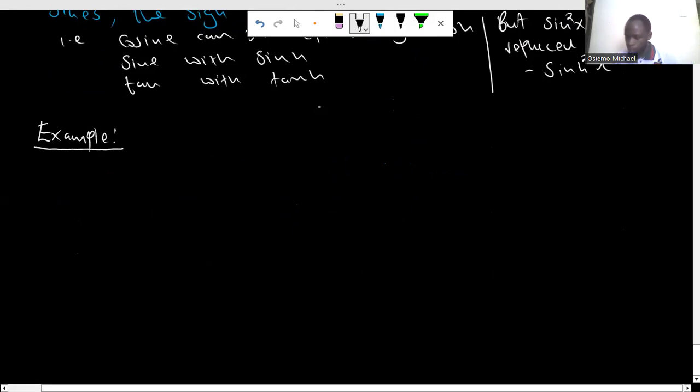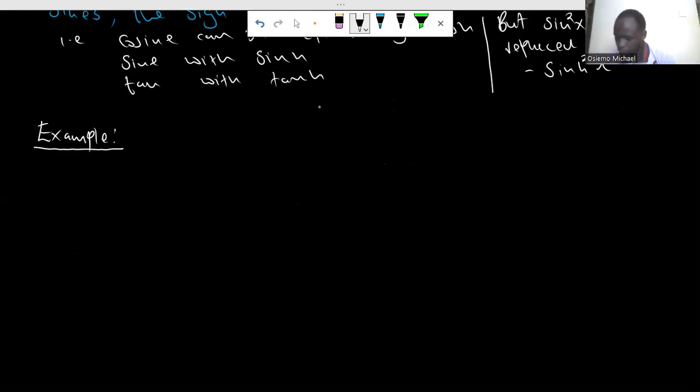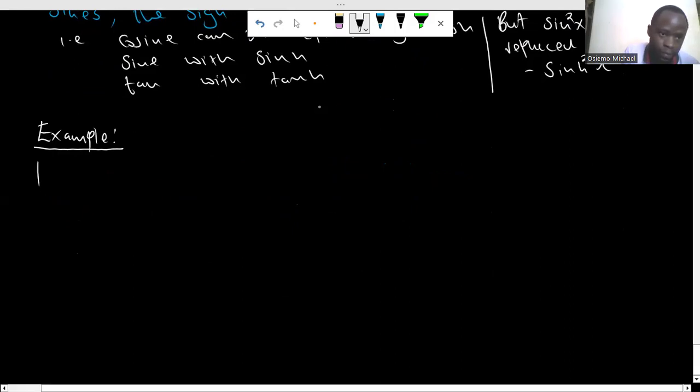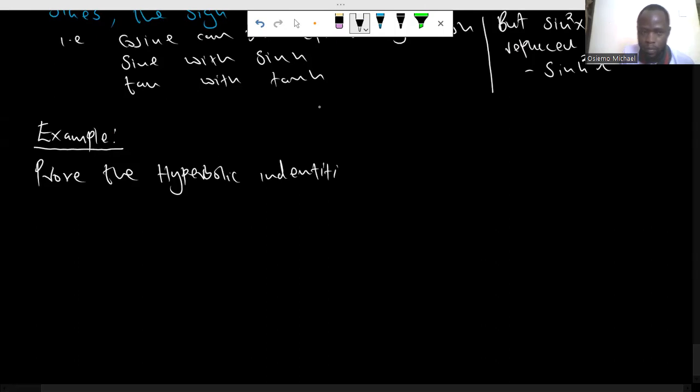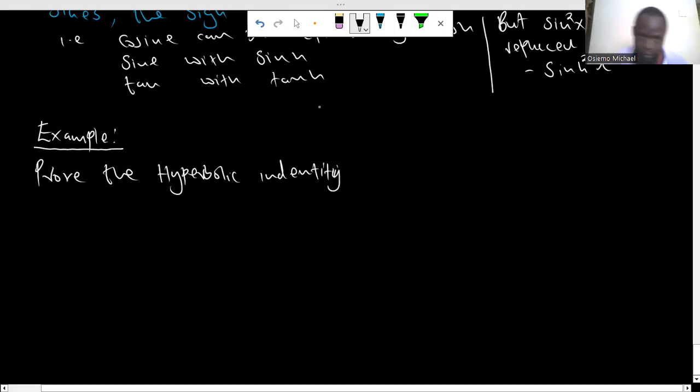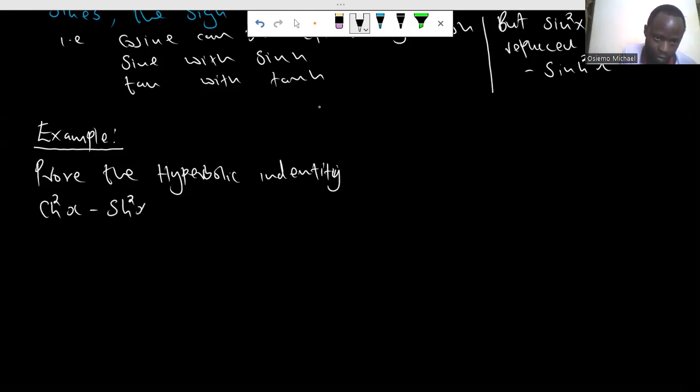Example. Prove the hyperbolic identity: ch squared x minus sh squared x is equal to 1.